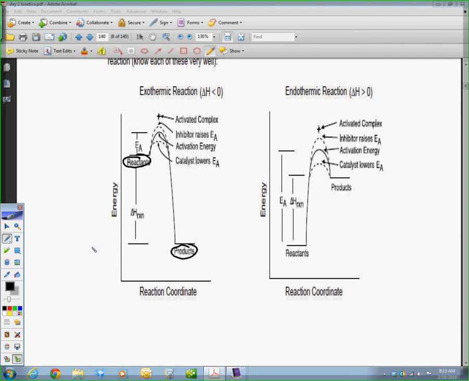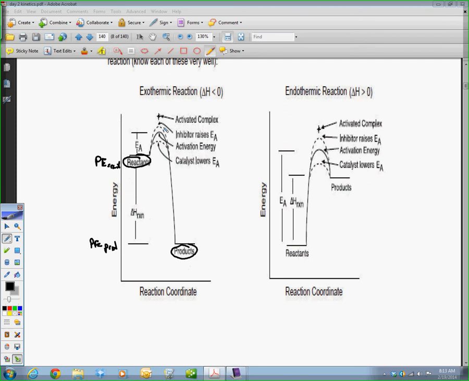So the amount of potential energy stored in your products would be here in this diagram, and the amount of potential energy stored in your reactants are here. And you can see from the potential energy diagram on the left that the products have less potential energy stored in them than the original reactants. So therefore, if you do this reaction, it's going to be exothermic. So if the products have less potential energy than the original reactants, you have an exothermic reaction.